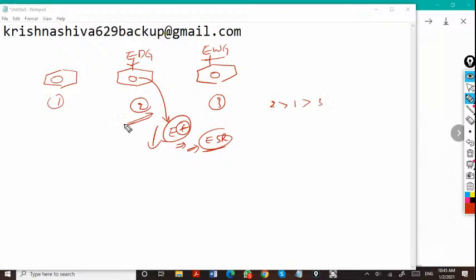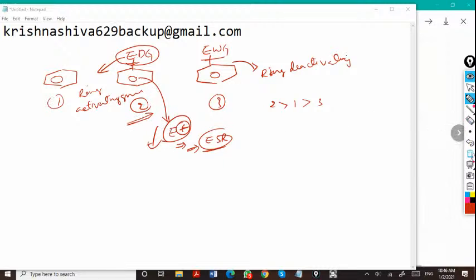The donating groups, which increase the electron density, will activate the benzene system towards the electrophile, so they are called ring activating groups. The withdrawing groups, which decrease the electron density towards the electrophile, are said to be ring deactivating groups.